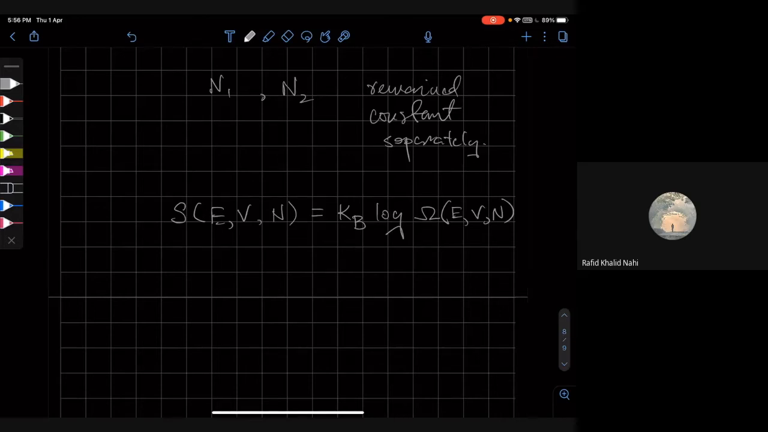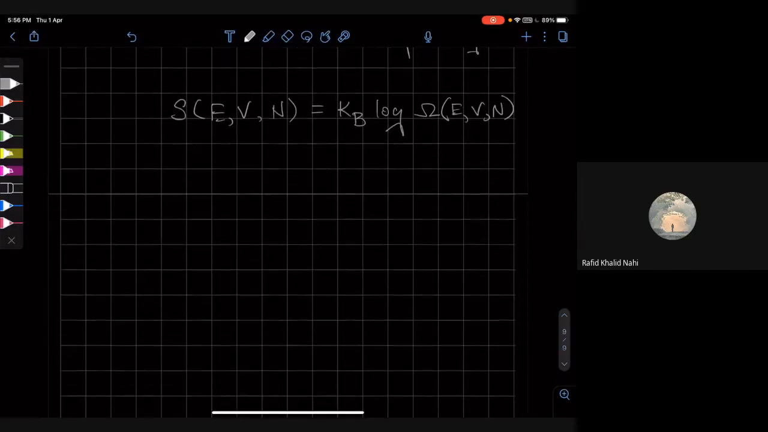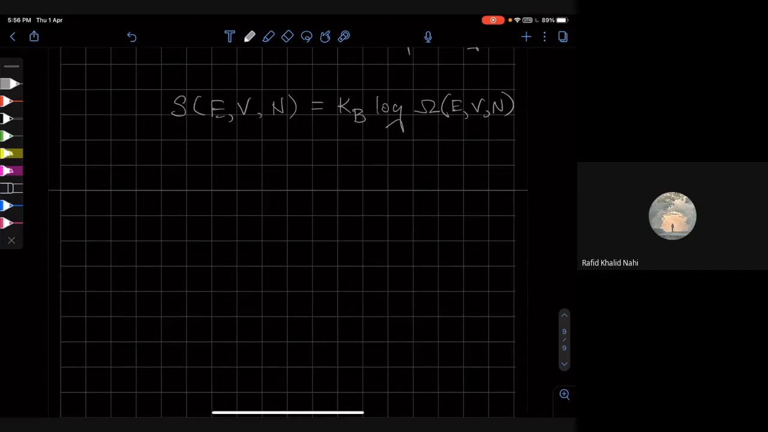Now, just as before, if I ask for an equilibrium condition, we are going to get that the temperature of the two systems, which was defined by del S by del E, are the same. And that has to do with the fact that we have the E dependence. And then we also have, because of the V dependence, that the pressure of the two systems also has to be the same. And the pressure was defined by T times del S by del V.